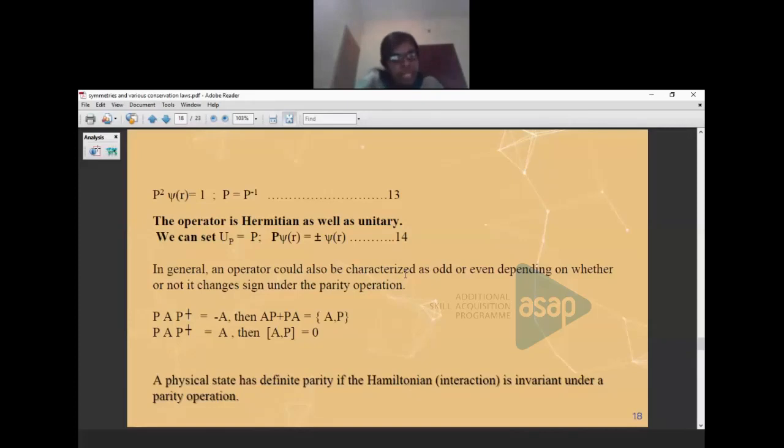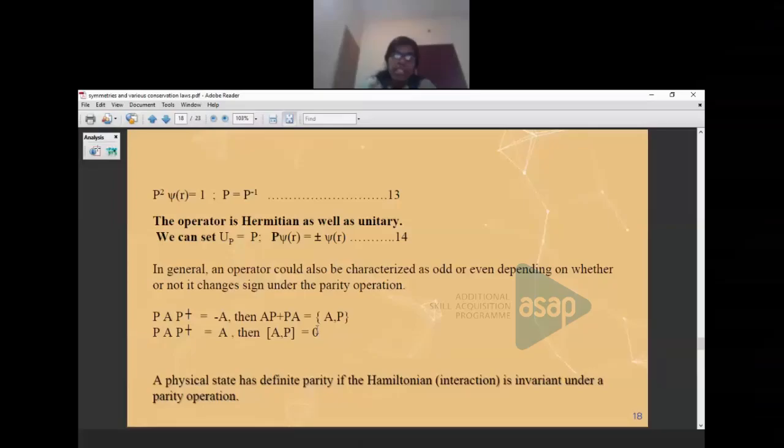That is, when there is a transformation, please look here: P A P dagger. If you are getting minus A, that means it is anti-commutative: AP plus PA is equal to zero. If you are getting P A P dagger is equal to A, such that AP is equal to PA, because P dagger is inverse. Then it is commutative. So, on the basis of whether a parity operation is changing the sign, you can classify an operator, even classify a wave function.